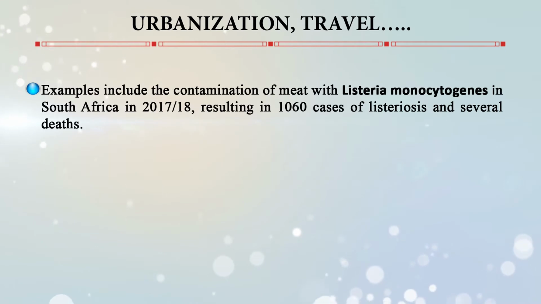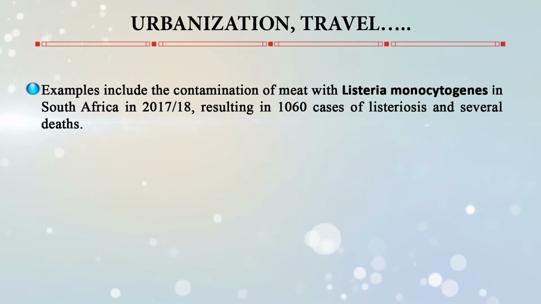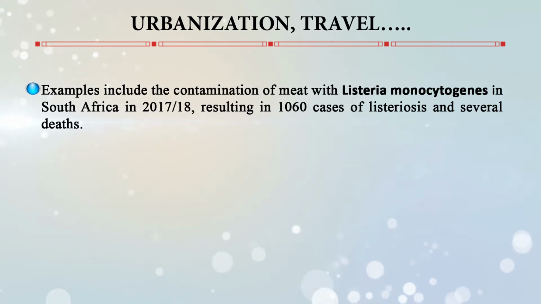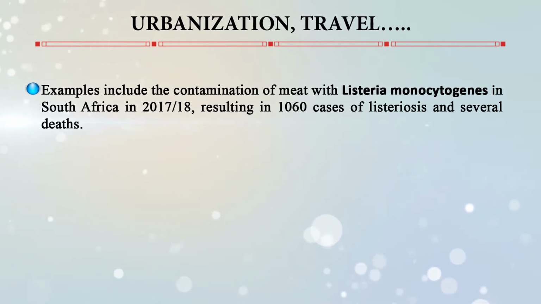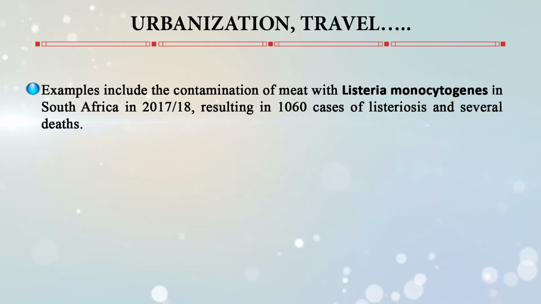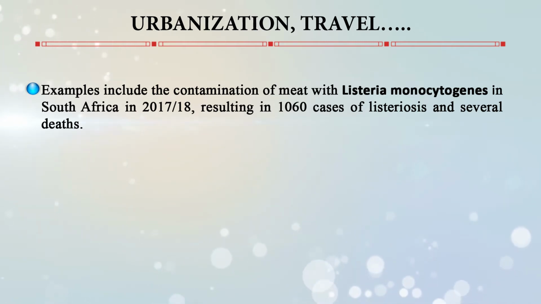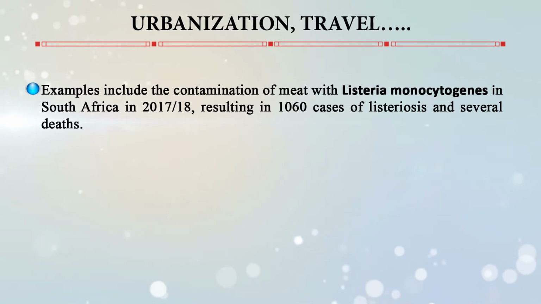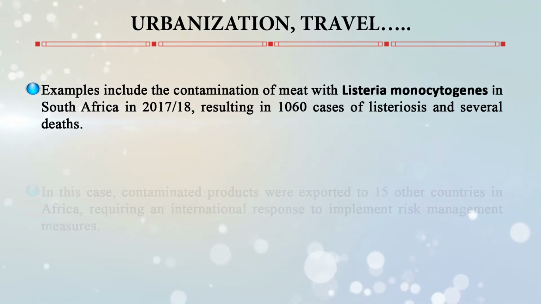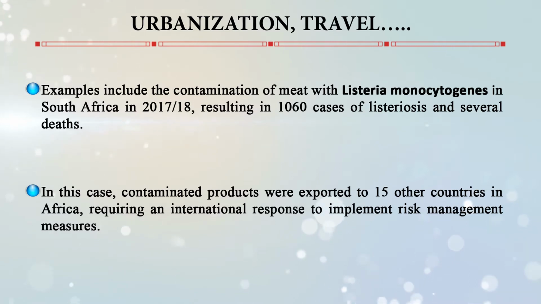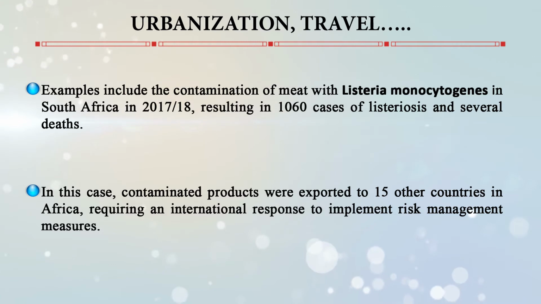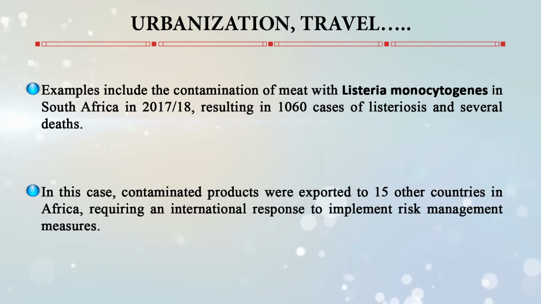One example occurred in 2017 and 18 in South Africa. Raw meat was contaminated with the bacteria Listeria monocytogenes, and it resulted in more than 1000 cases of Listeriosis and several deaths, maybe around 200 deaths or so. In this case, the contaminated products were also exported to 15 other countries in Africa. Therefore this required an international response to implement risk management measures.